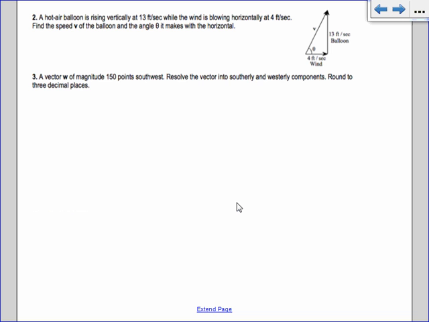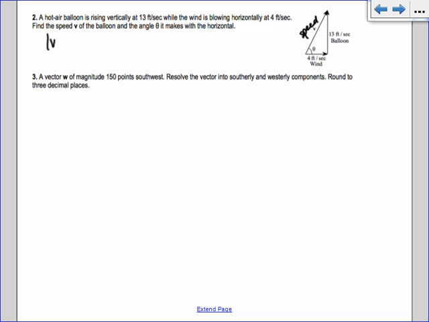Okay, so number 2 says a hot air balloon is rising vertically at 13 feet per second, while the wind is blowing horizontally at 4 feet per second. Find the speed v of the balloon and the angle theta it makes with the horizontal. Okay, this is very simple. The speed is just the hypotenuse here, and the angle is our theta that we have drawn in.